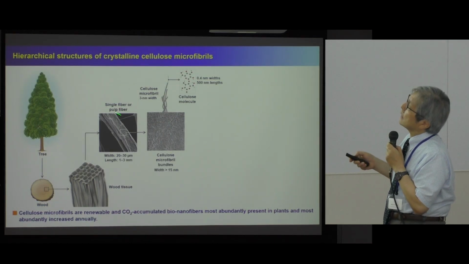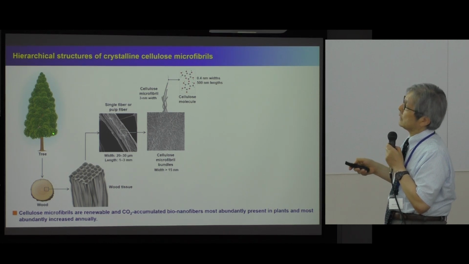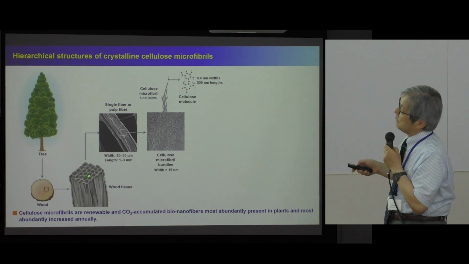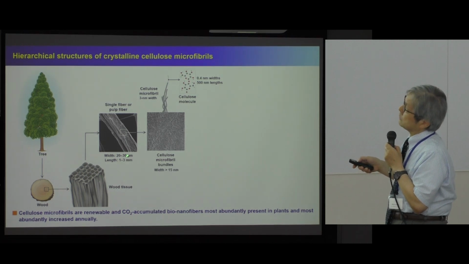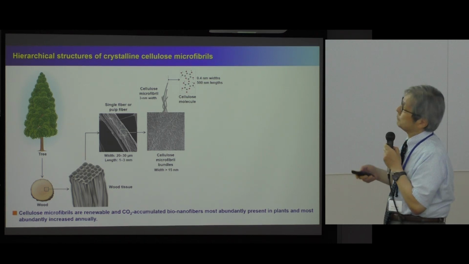And then let's look at the hierarchical structure of crystalline cellulose microfibers. As you know, this is a tree, and you can see here wood tissue, and by separation of wood tissue, you can get single fiber to be used for paper and board production.